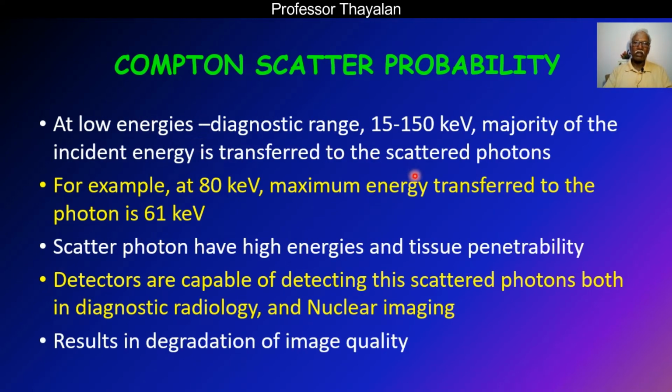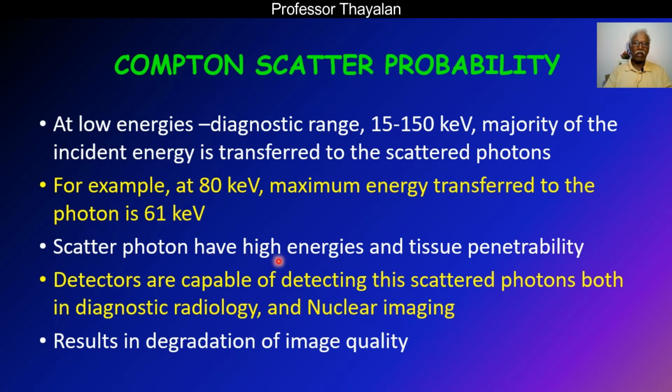Let us see the Compton scatter probability. At low energies, particularly in the diagnostic range, where the energy is 15 to 150 kilo electron volt, the majority of the incident energy is transferred to the scattered photons. For example, at 80 kilo electron volt, the maximum energy transferred to the photon is 61 kilo electron volt. That means almost 80 to 90%.